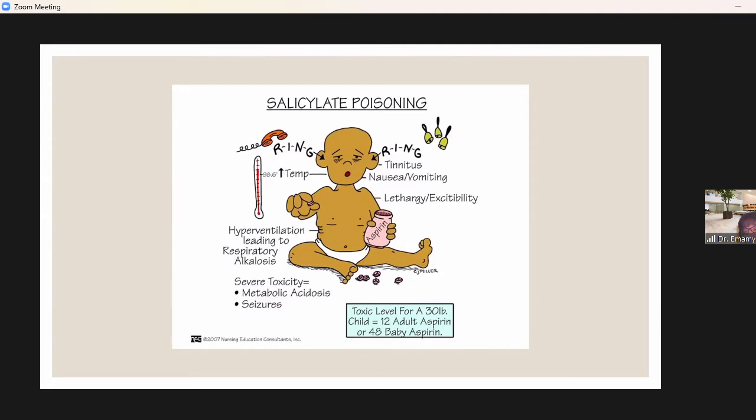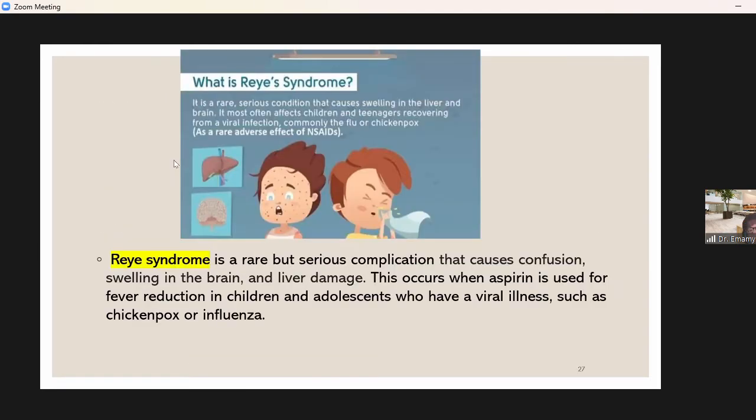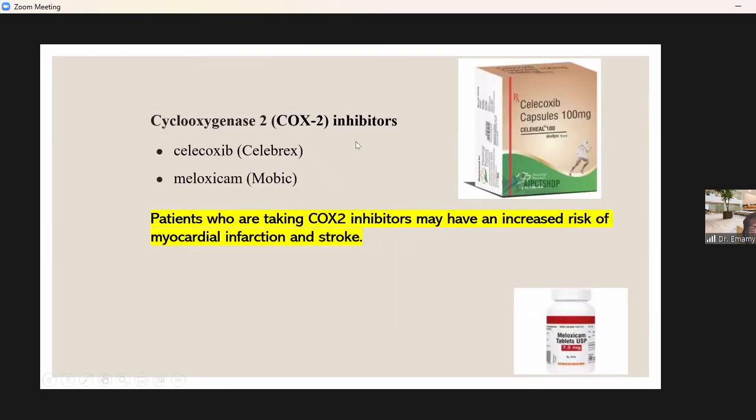NSAIDs, we have two types of NSAIDs: non-selective NSAIDs like aspirin and ibuprofen, they block both cyclooxygenase 1 and cyclooxygenase 2. And we have selective COX-2 inhibitors, celecoxib and meloxicam. Remember these two. These two only block cyclooxygenase 2. They don't have that much risk for bleeding like aspirin, but they increase risk for myocardial infarction and stroke.